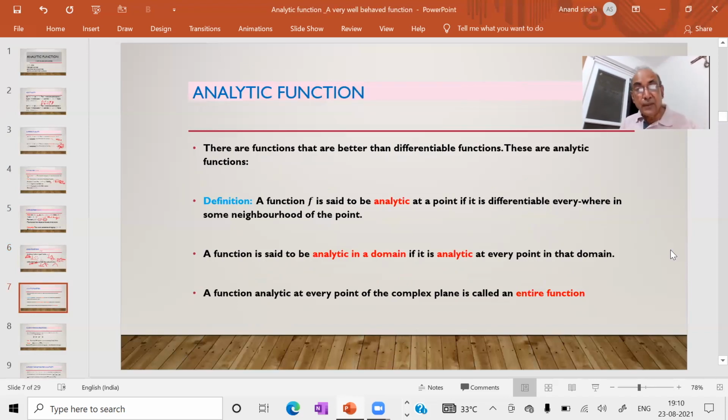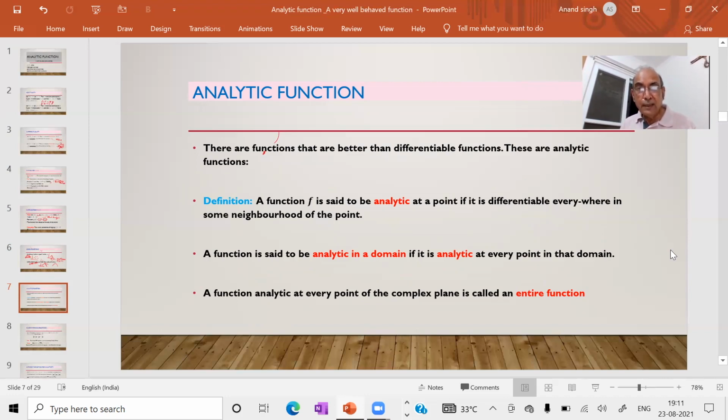But now, next, we'll look at another terminology, functions which are still better than the differentiable functions. These are known as the analytic functions. There are functions which are better than the differentiable functions, and I call those the analytic functions. And you know what an analytic function is?